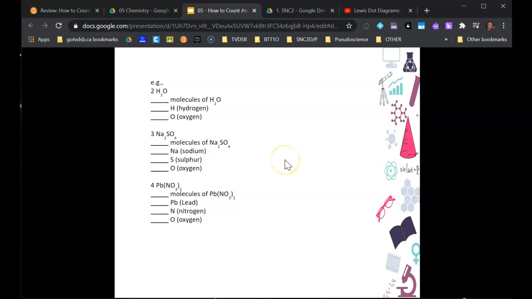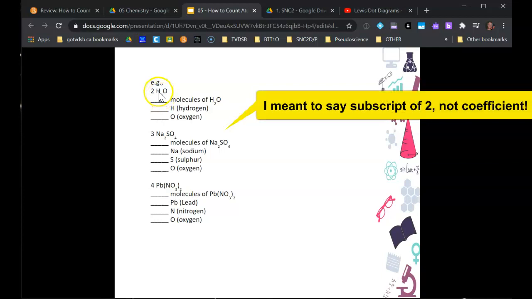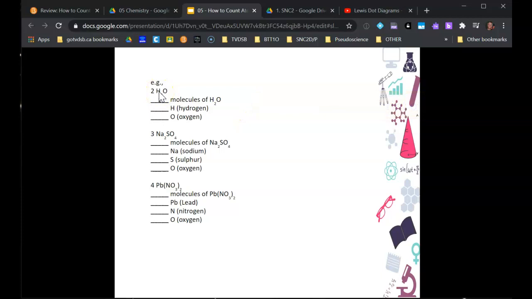So, a couple of examples here. I have 2 H2O molecules. Well, how many molecules of H2O do I have? The 2 coefficient tells me I have 2 molecules of H2O. How many atoms of hydrogen do I have? Well, there's a subscript of 2 after the H, so that means I have 2 hydrogen in a molecule, and I have 2 molecules, so 2 times 2 is 4 hydrogen. And I've got no subscript after the O, so that means I only have 1 oxygen. 2 times 1 is 2 oxygen.